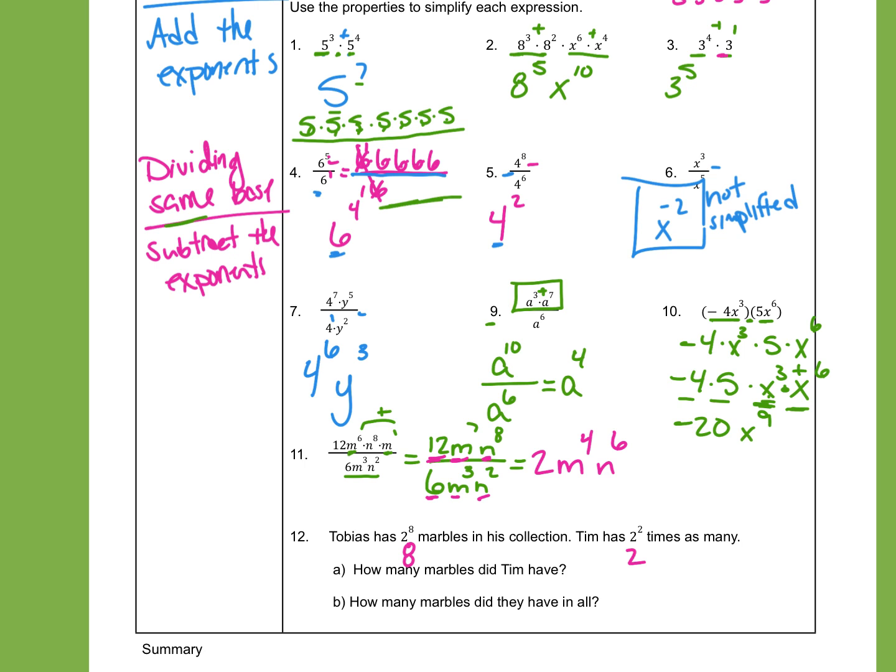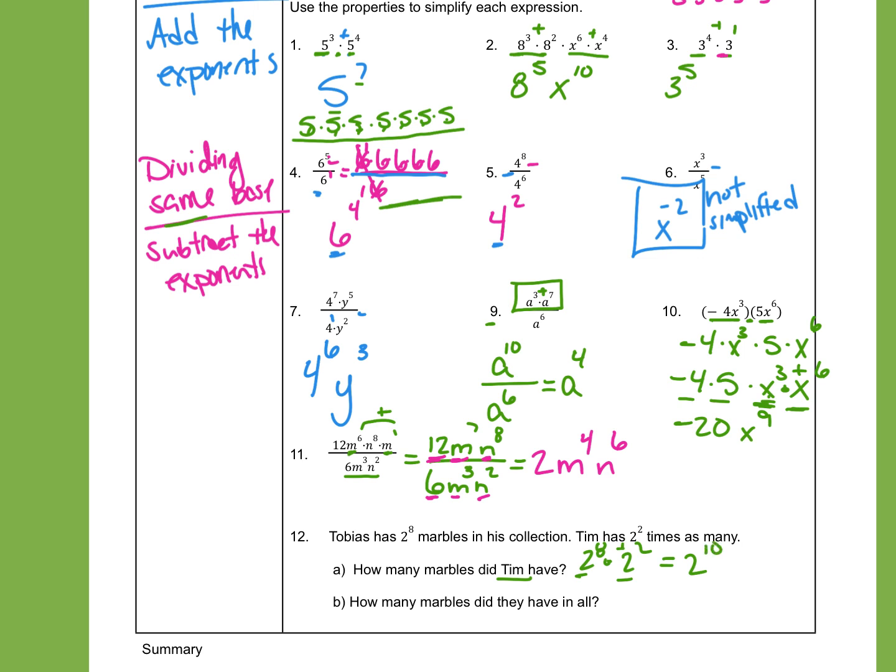Now that we know we have to multiply, now I can get rid of these fake numbers and put my real numbers back in. Those imaginary numbers just kind of helped us decide what operation we are doing. So I decide I have to do 2 to the 8th times 2 to the 2nd to find out if he has 2 times as many. So how many did Tim have? Well, he had 2 to the 2nd times as many. Now we notice we're multiplying with the same base, so I can use my exponent rule shortcut and say 8 plus 2 will be 2 to the 10th.